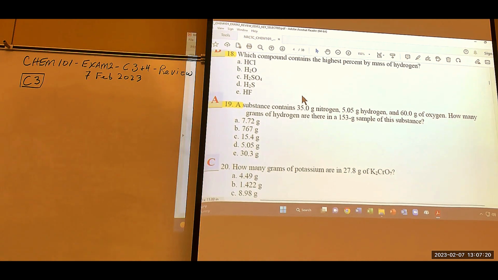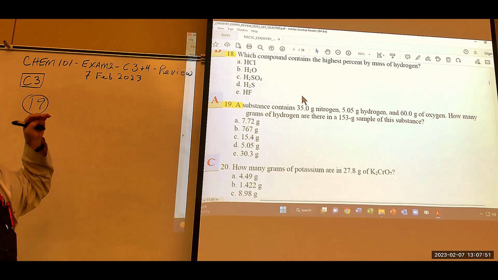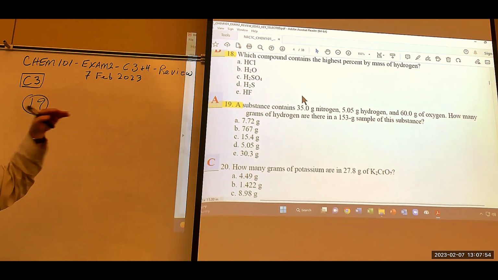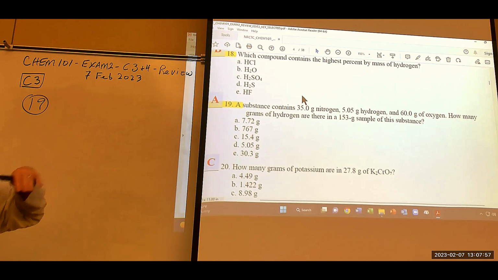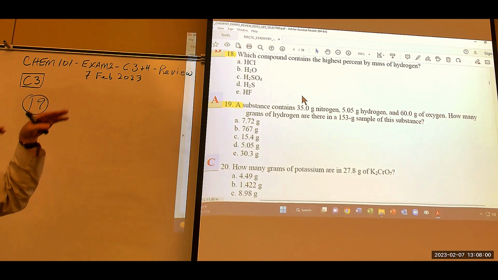Substance contains 35 grams of nitrogen, 5.05 grams of hydrogen, 60 grams of oxygen. How many grams of hydrogen are there in a 153 gram sample? All right, for this one, we're actually using Lavoisier's law, conservation of mass. No, we're not. Not conservation of mass. This is definite proportions. That's Proust's law. It says that once you establish the ratio by mass of every element in the compound, it doesn't matter how much compound you have, it's always the same ratio.